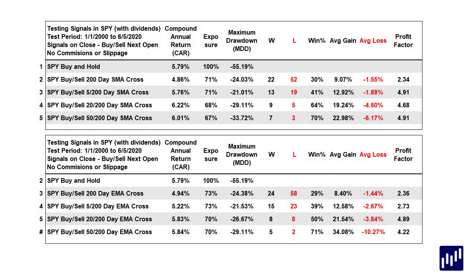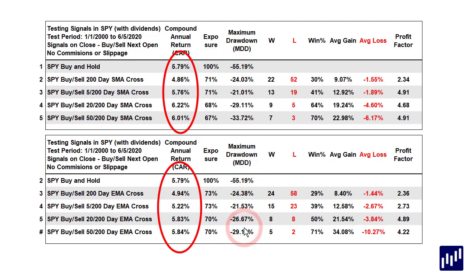So I also tested the EMA crosses as well just to see how they compared. And a couple items to note. So here are the SMA returns, and we go from 4.86 to 6.01. And there you can see the EMA returns go from 4.94%, just higher, but then lower than the comparable SMA returns that we saw just above there. The drawdowns are pretty similar, maybe a little bit better for the EMAs.